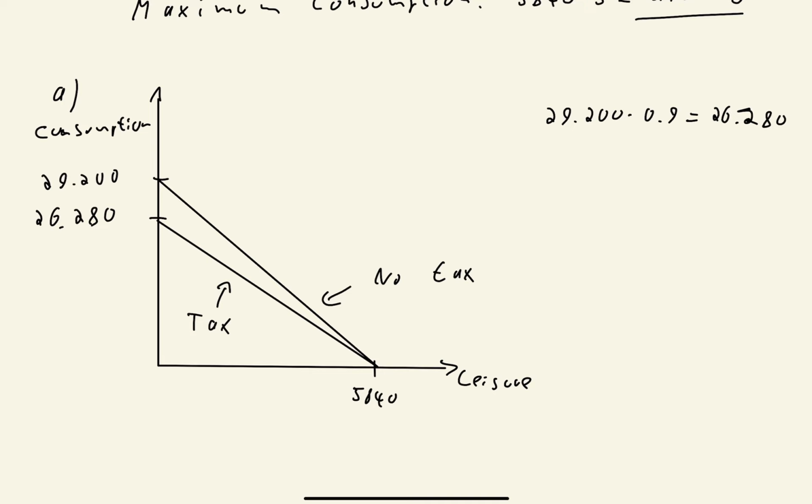As you can see, the slope of this budget constraint is lower when there is tax. The reason is that the opportunity cost of leisure is decreasing when there is a tax, because you give up less net wage compared to a situation where there is no tax. So if you're looking at the coordinate system with leisure on the x-axis and consumption on the y-axis, the budget constraint becomes flatter if there is a tax.